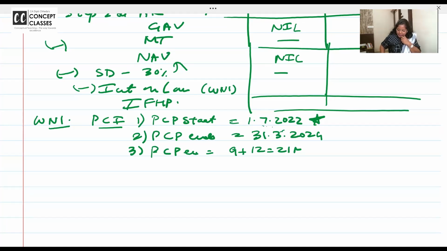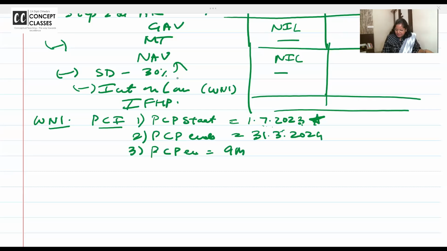Did I take some wrong dates? Pre-construction period, one second. It's July 23, no? I took it wrong. So it will be just 9 months. Please change it. Let's read once why I took it wrong. Did everyone take it correctly? So July 23 to 31st March 24 is 9 months. Now the pre-construction period ends.